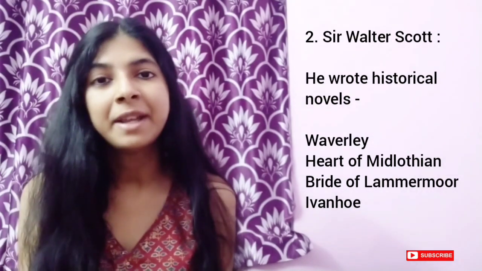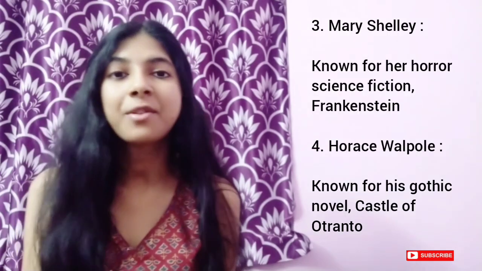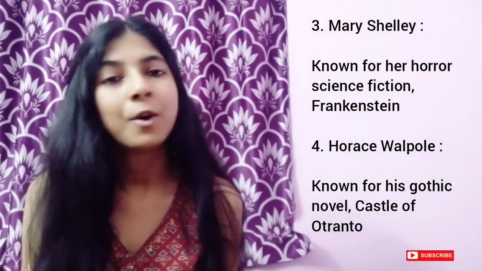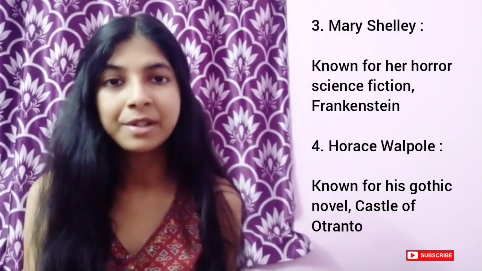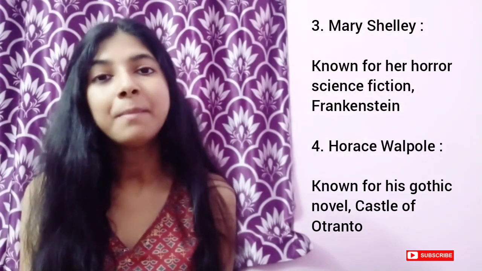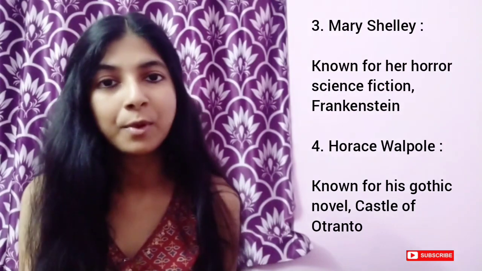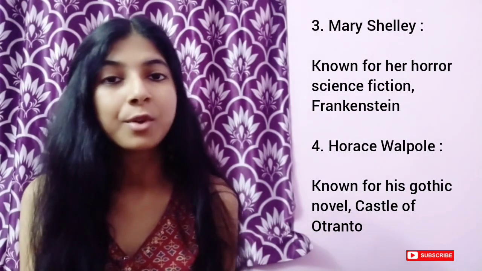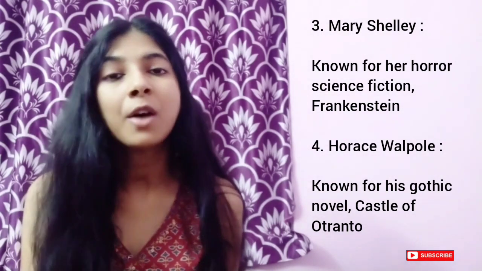Number 3. Mary Shelley. She is known for her amazing horror science fiction novel Frankenstein. Number 4. Horace Walpole. He is known for his Gothic novel The Castle of Otranto.